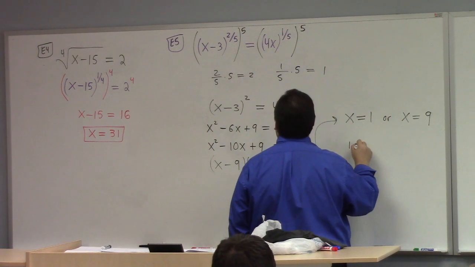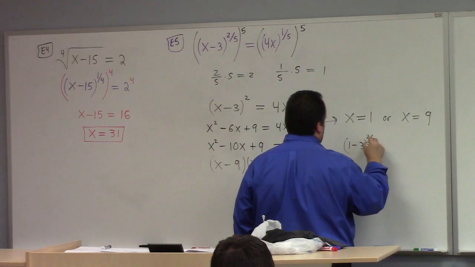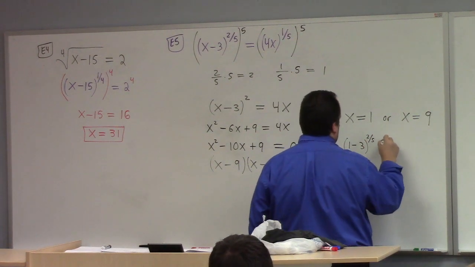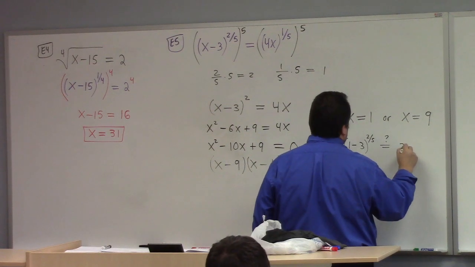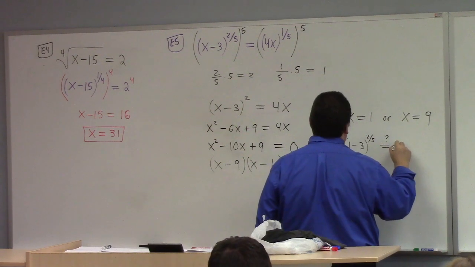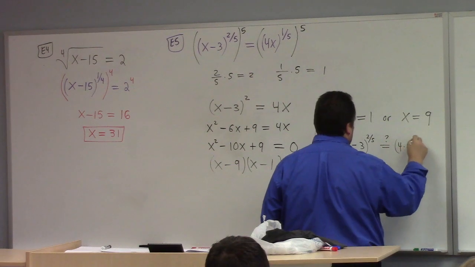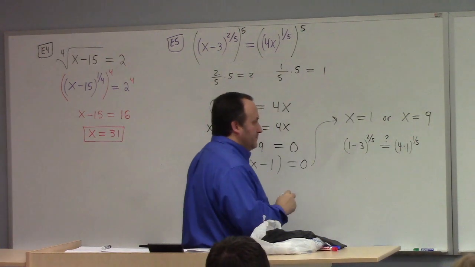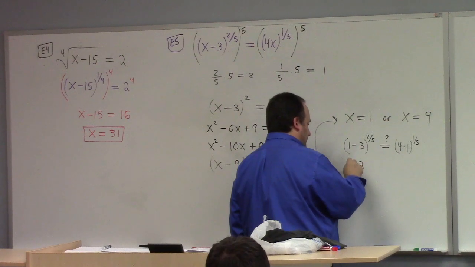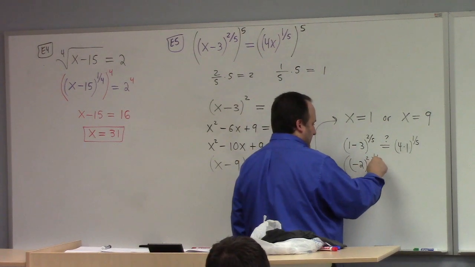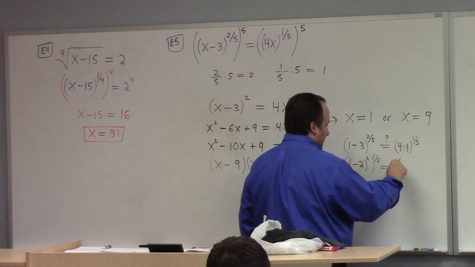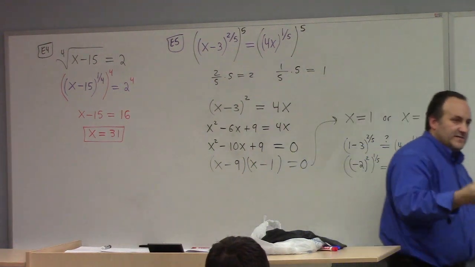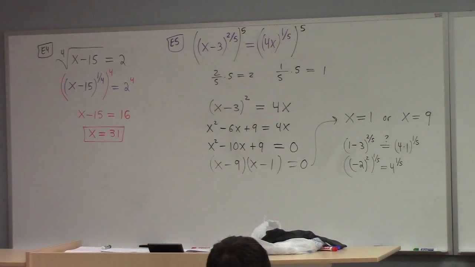So we have 1 minus 3 to the 2/5. Is that equal to, question mark, 4 times 1 to the 1/5? So in other words, I've got minus 2 squared to the 1/5, which is equal to 4. Yes, it checks. So definitely the x equals 1 works. If I plug it in both sides, I get 4 to the 1/5.